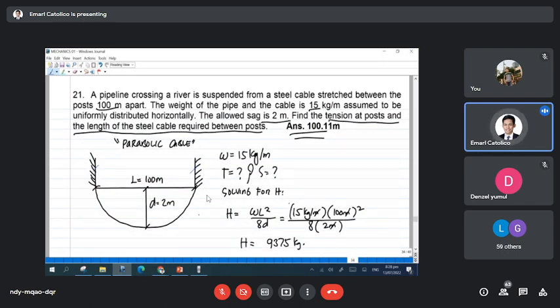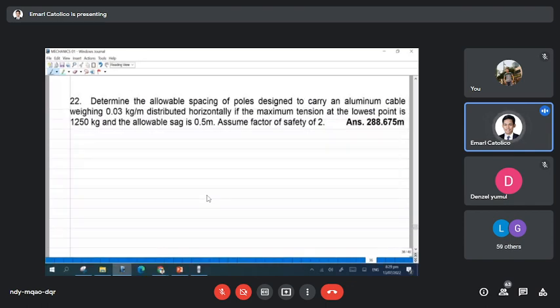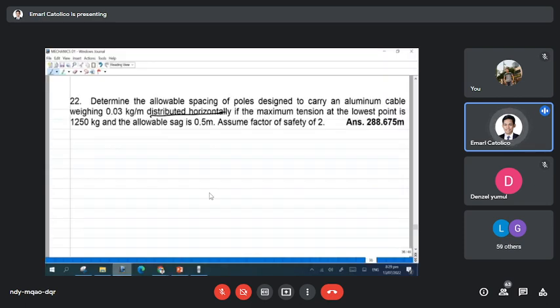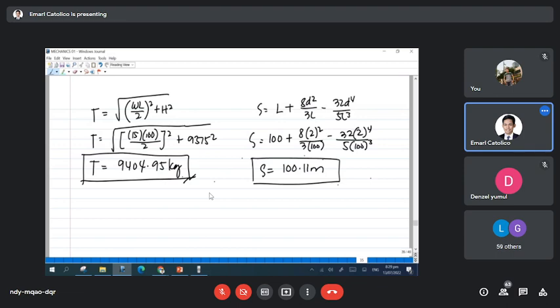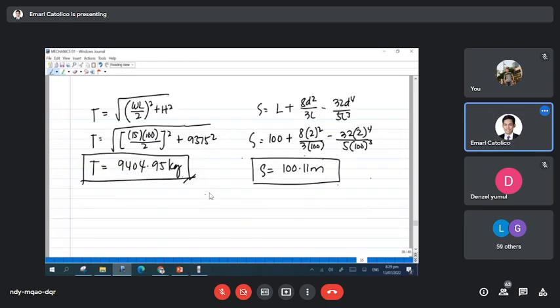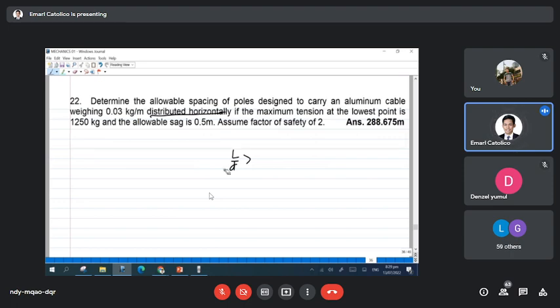So, next item, number 22. Determine the allowable spacing of poles designed to carry an aluminum cable weighing 0.03 kilogram per meter distributed horizontally. So, distributed horizontally, yan. So, under ulit siya ng parabolic cable. Pero yung number 21, pwede nyo siyang i-test, no? Yung L over D. Check na natin kung greater than 10 siya. 100 divided by 2 is 50. So, greater than 10, matic, parabolic cable siya. Pwede nyo rin i-test, no? Kung nag-aalangan kayo.